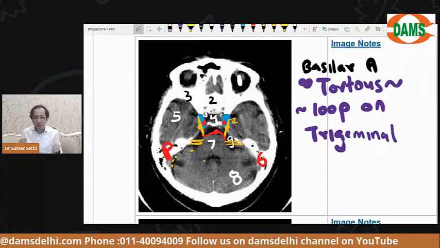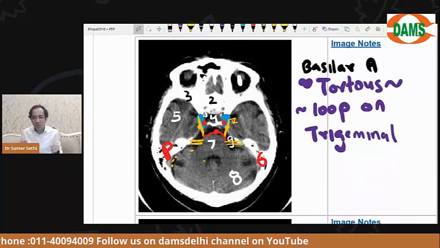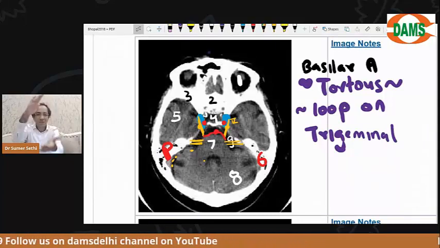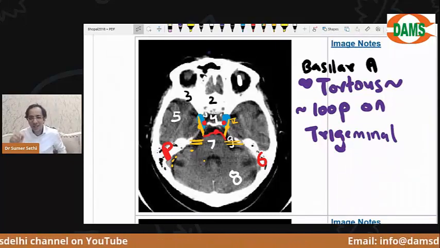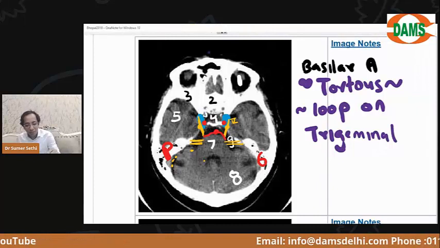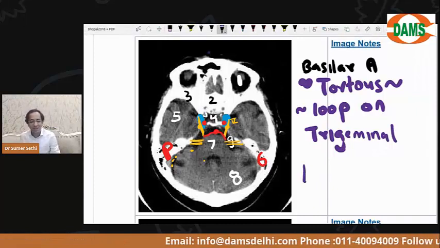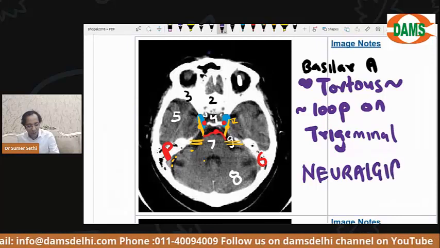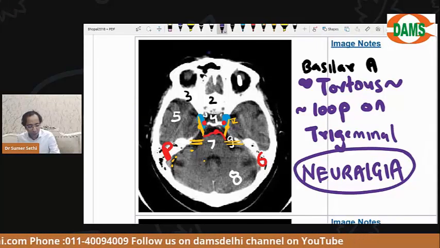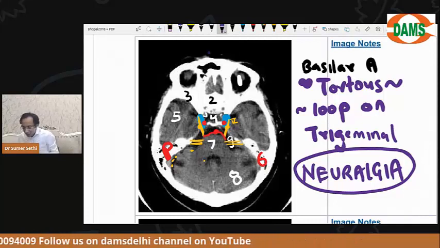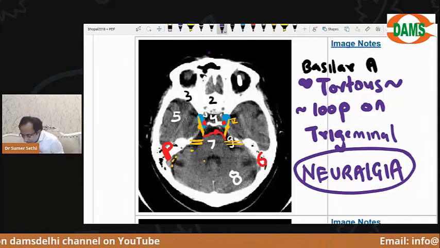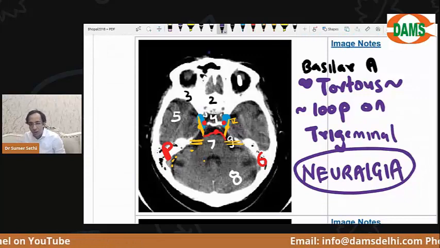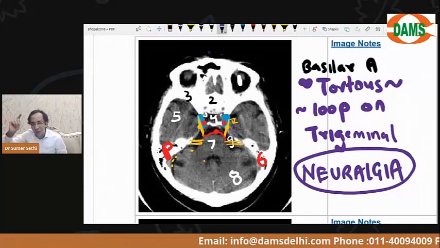What will happen? Listen to me, answer. The artery will pulsate. When the artery pulsates, the nerve will be compressed and the patient will have sharp shooting pain. That is called trigeminal neuralgia. I'm sure now you are able to understand. Are you clear with this or not? So blood supply of medulla, Sanjay, was the vertebral artery, while at the level of pons it becomes the basilar artery.